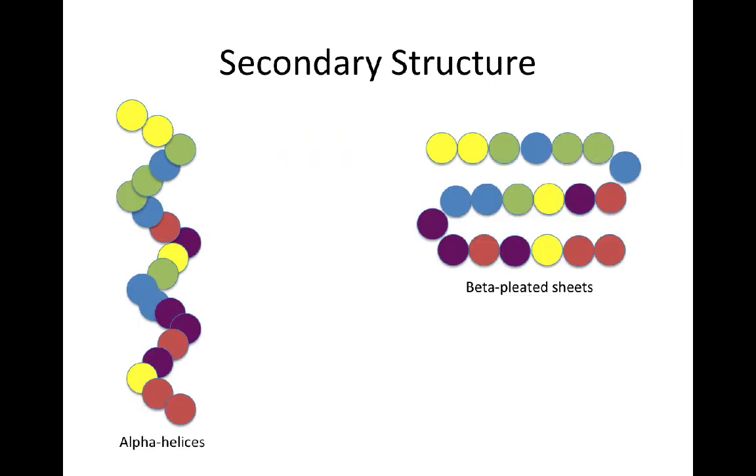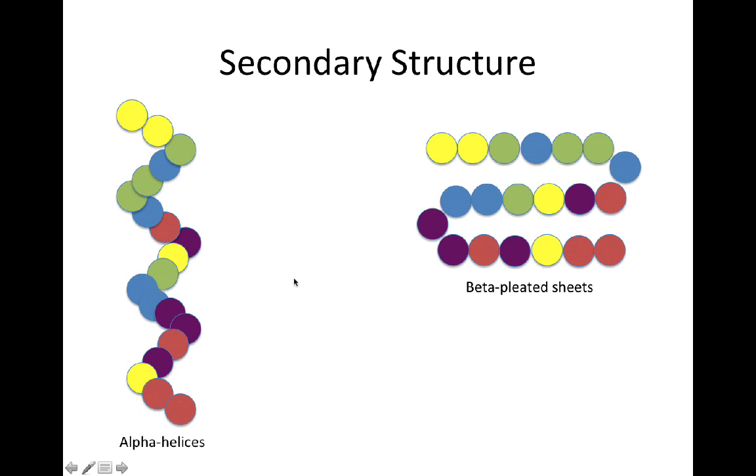Now the secondary structure is how these amino acids fold in three-dimensional space. So it's the individual amino acids interacting with each other that give them their secondary structure. Now there's two main structures that are associated as secondary structures. One is alpha helices, and the other is beta pleated sheets. So these are just common ways that they fold together, found in many different proteins.